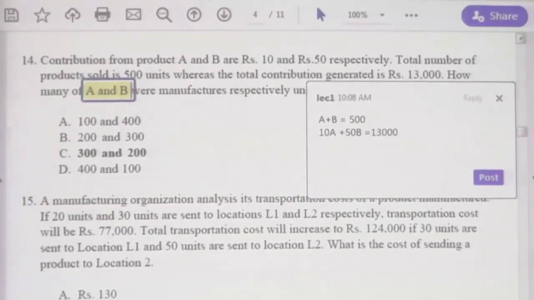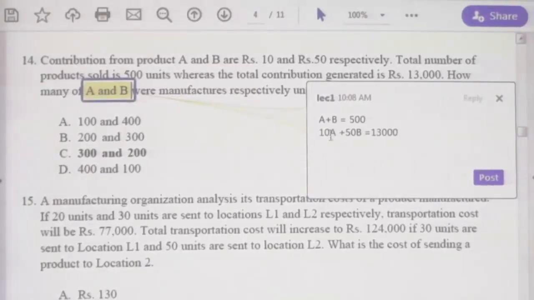Now, you have two equations. Now, find the answer of A and B by solving these two. Once you solve these two simultaneous equations, answer will be 300 and 200 for A and B. If you want, I will do it here. You can solve this question by using your calculator. Calculator has options to solve the simultaneous equations, but I will solve here manually.